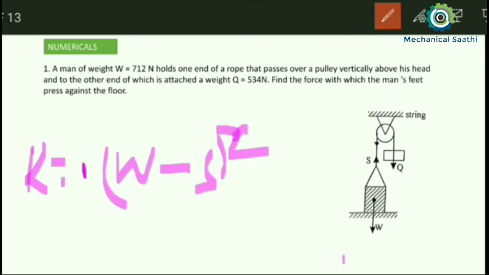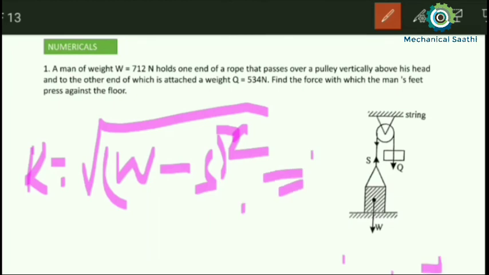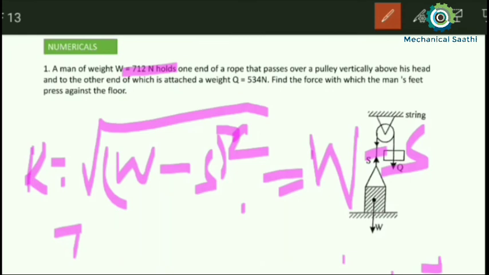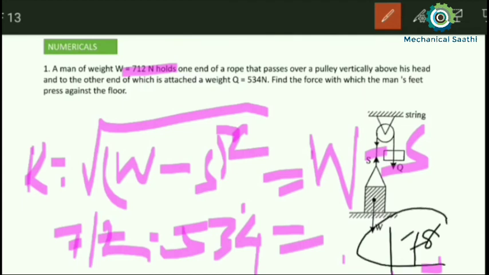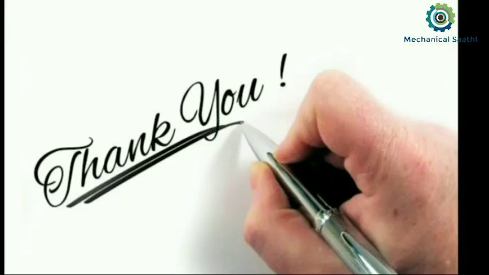So here we can write that R will be equal to W minus S. W is given as 712, so 712 minus 534. If we deduct this, 712 minus 534 will be equal to 178. So 178 Newton will be the correct answer for this.